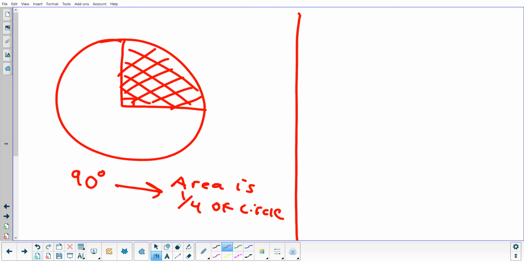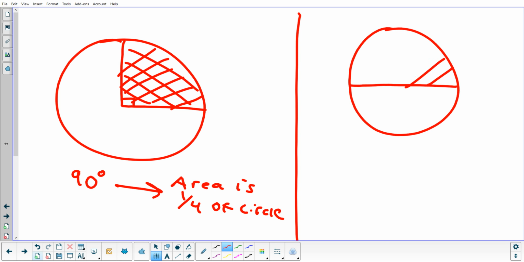Now, let's see what happens if we double the angle. I'm hoping if we double the angle, we double the area. Well, let's see. Here's my angle. 180. I shaded in what it covers. How much of the circle is shaded in now if you double the angle? Yeah? Half. So if we doubled the angle, then the area also doubled.